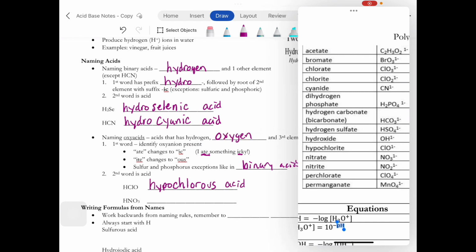Let's try another one. Let's find NO3. NO3 is right here. It's nitrate. So instead of ate, it's going to go to ic. So nitric acid.